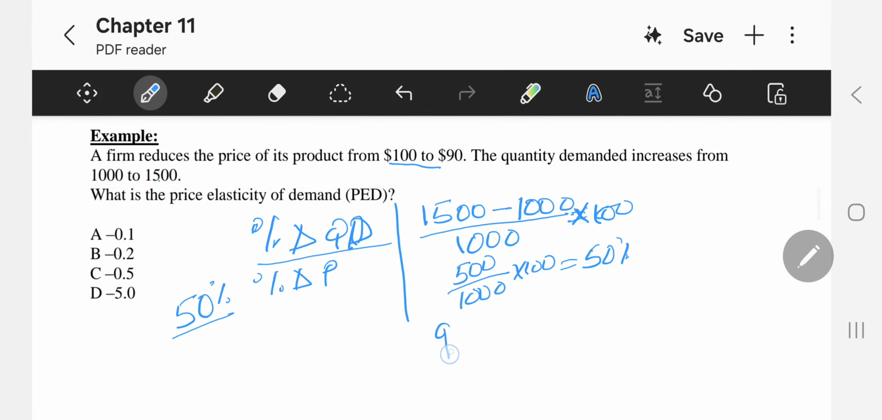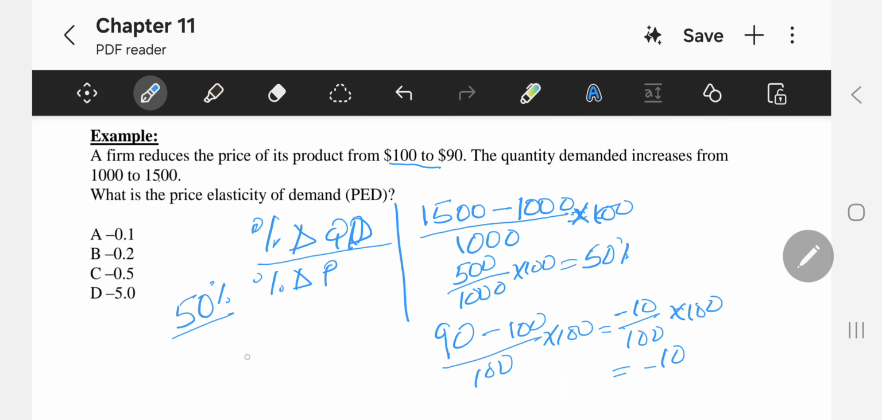Let's move on and calculate now the percentage change in price. Again, the new price this time is 90 minus the old price, which is 100, divided by 100, and then multiply this by 100. 90 minus 100 is negative 10, divided by the 100, and then multiplied by 100. And if you calculate this, you get minus 10. So this is the number that you're going to take. This is the percentage change in price, and put it down here. So minus 10%, and if you calculate, you get minus 5. So this is your PED right here. So that's an example of how you can calculate the PED in a question.